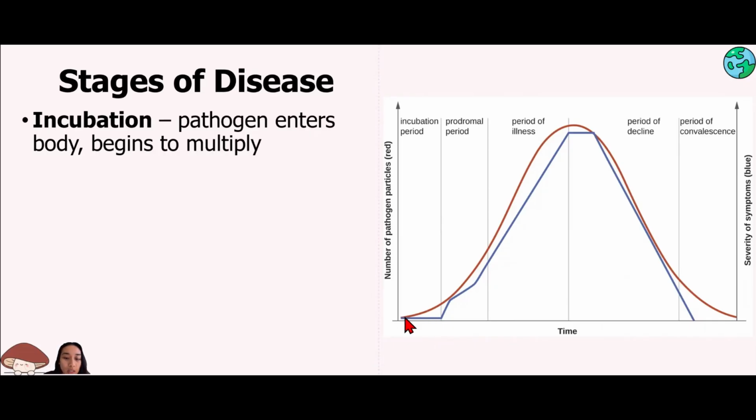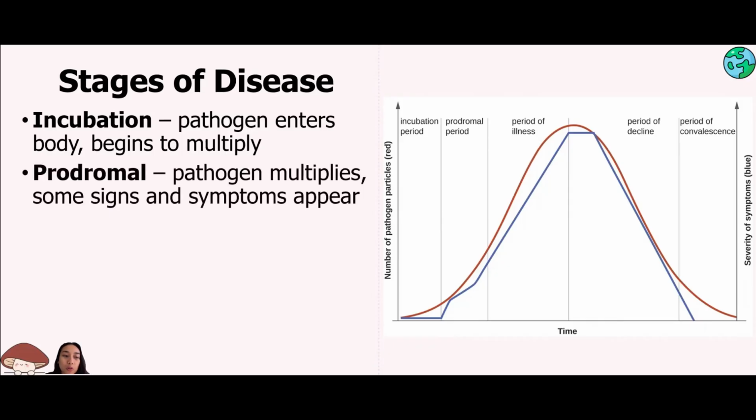Now, notice that during incubation, there is a small increase in the number of the bacteria, virus, etc., but there are no symptoms yet. That is the key factor in incubation: we don't have any symptoms. Then we go into the prodromal stage, and this is where the pathogen starts to multiply more, and you start to get some of your early signs and symptoms, whether it's fever or a scratchy throat. Again, it depends on the microbe and the disease, but you would have some kind of symptoms.